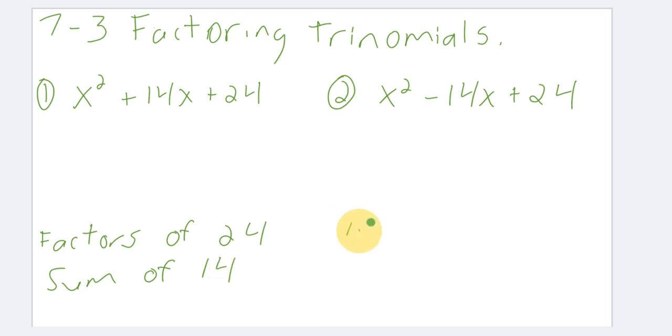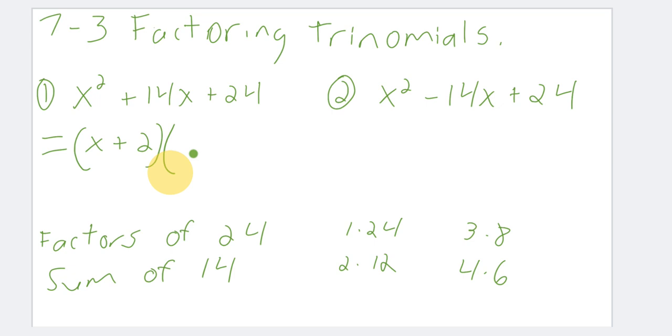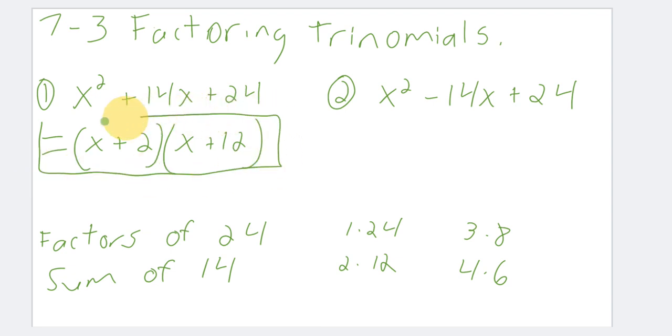So your factors of 24, you have 1 times 24, 2 times 12, that's what we're going to use there. But you also have 3 times 8, if we're trying to get 11, 4 times 6, you add those, you're going to get 10. All right, but here, we have addition and addition, so we're going to factor this into x plus 2 times x plus 12. All right, and again, this is your solution. That's all you got to do.